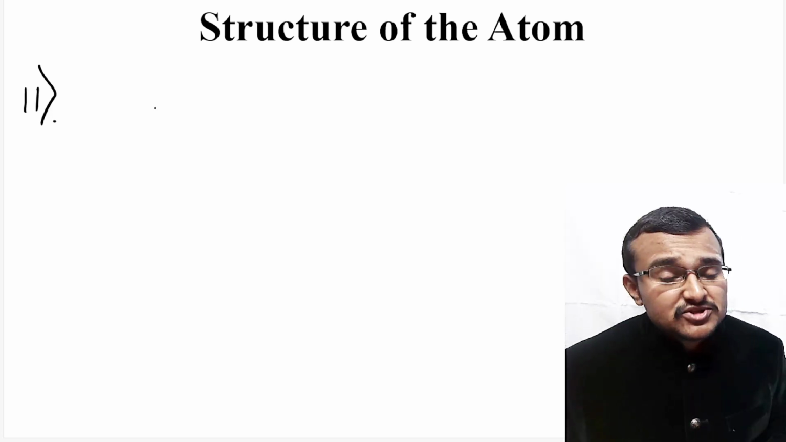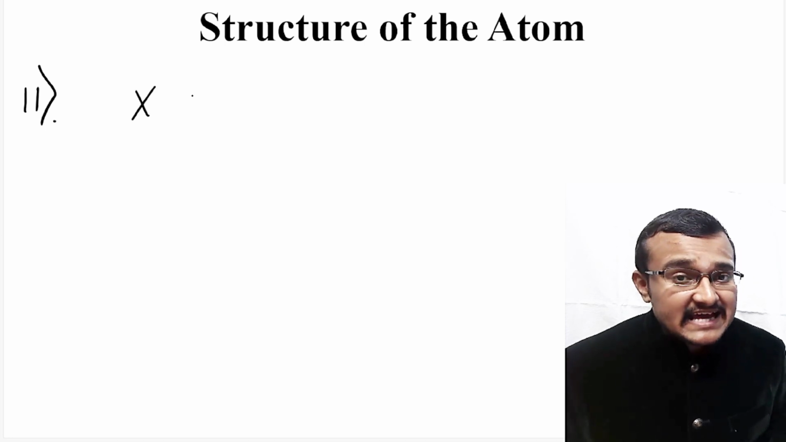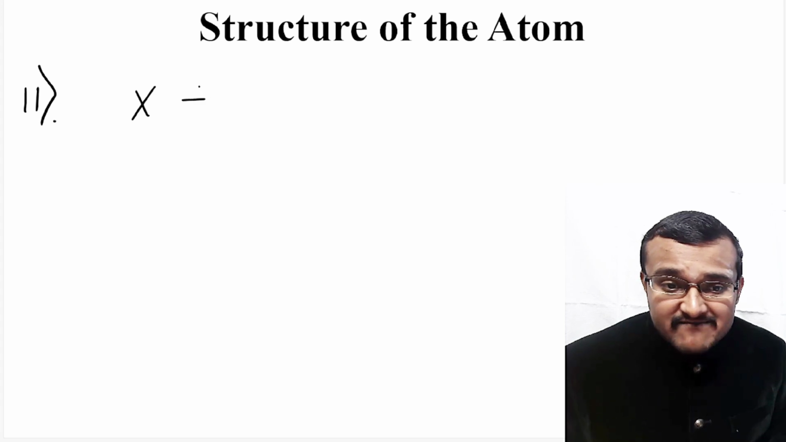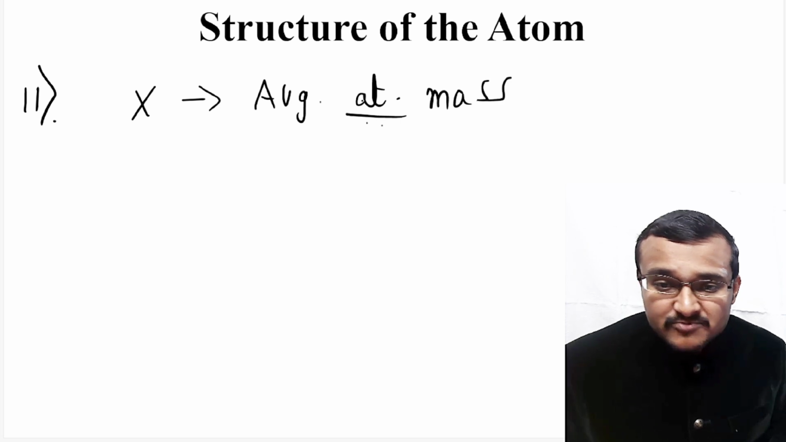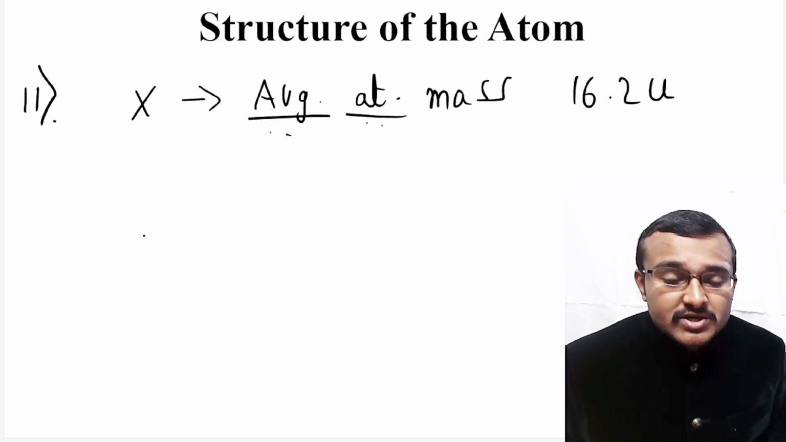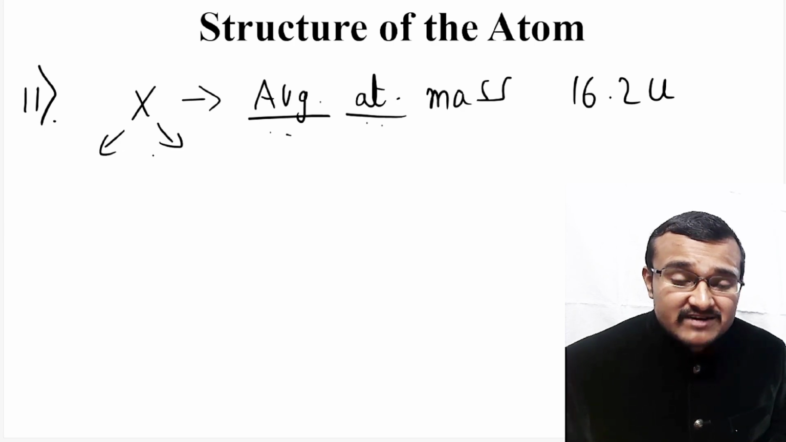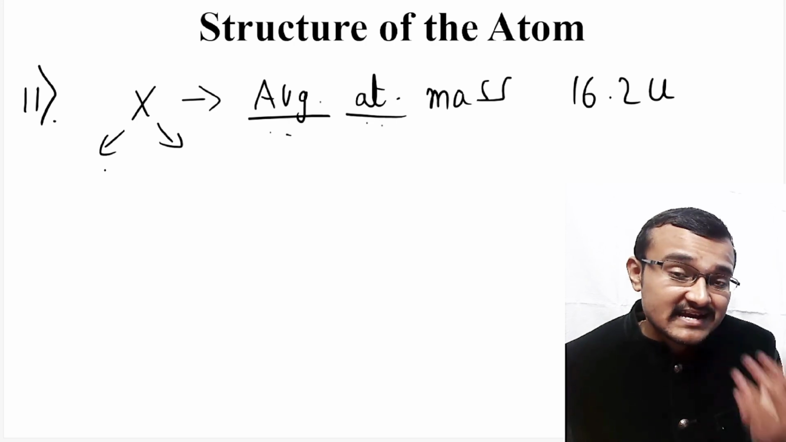So coming to the 11th question in this exercise, here they have given X element and isotopes of this element. The average atomic mass of this X element is 16.2 U. They have given two isotopes of this element which sum up to the 100% abundance of this element in nature.